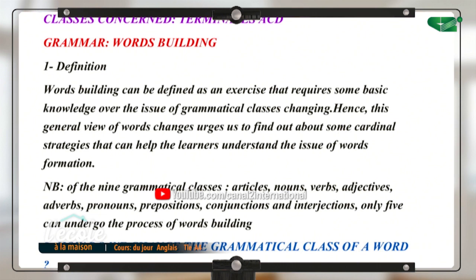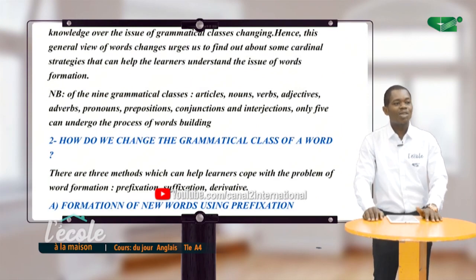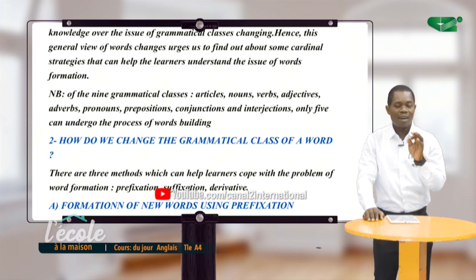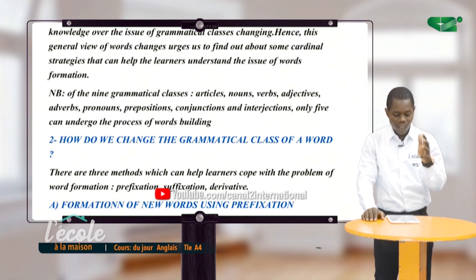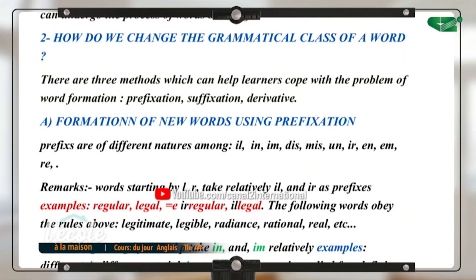2. How do we change the grammatical class of a word? That's the first question that you should ask yourself. And in most cases, it seems to be the more difficult task for you learners. But don't worry. There are 3 methods which can help learners cope with the problem of word formation. I name them: prefixation, suffixation, and derivation. We will take one after the other in order to break down the understanding.